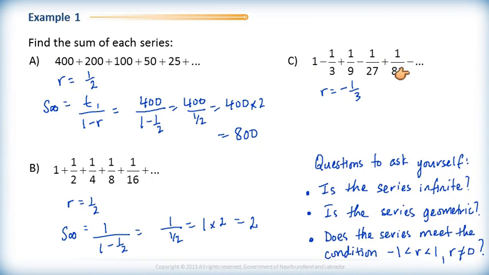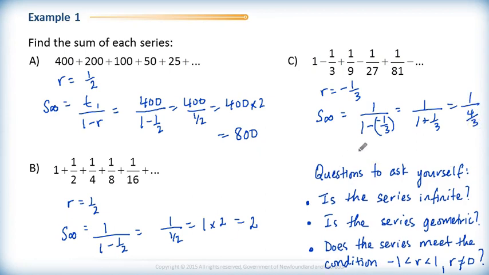Okay, in the last one, the series is infinite, it's geometric, and -1/3 is between -1 and 1. So if we go ahead and we find the sum, we've got S sub infinity equals term 1, which is 1 over 1 minus -1/3. So that's 1 over 1 plus 1/3, which is 1 over 4/3, which gives me 1 times 3/4, or just 3/4.